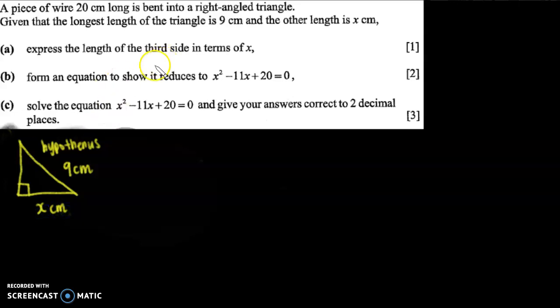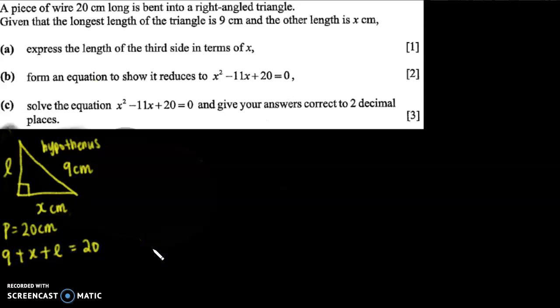And this third side here that the question is referring to, let's consider it another variable. Let's call it L. The wire, 20 centimeters long, is bent around to form this triangle, so we can consider it as the perimeter. What is the equation of the perimeter? Perimeter is all of the sides added up together. So the perimeter is 9 plus x plus L gives you 20 centimeters.